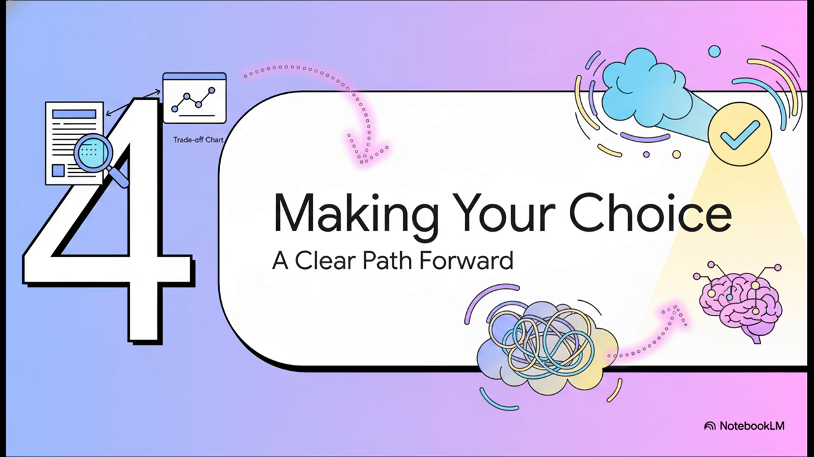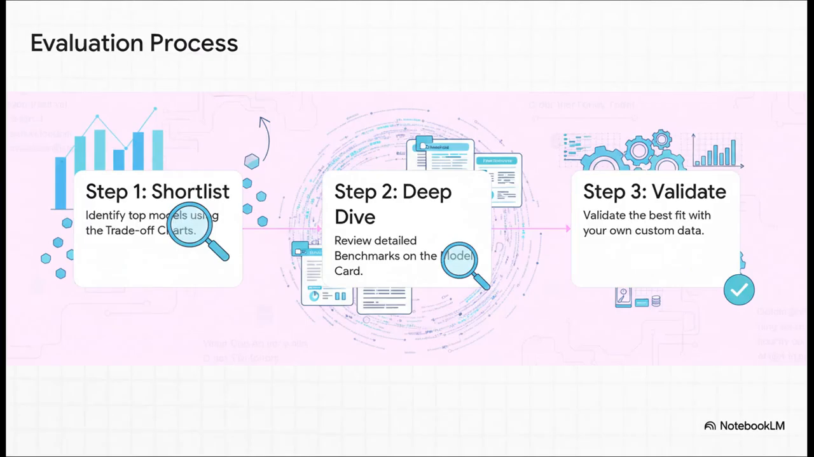So let's connect these tools, the really detailed model card and the big picture trade-off chart, back to your actual decision-making process. It's all about creating a clear path that takes you from feeling overwhelmed to making a really informed, confident choice. It really just boils down to this simple 3-step process. First, use the trade-off charts to get that high-level, bird's-eye view to identify a short list of promising candidates. Second, you dive deep into the benchmarks tab on the model card for each of those candidates. And then third, you validate your top 1 or 2 choices with your own data to make that final call.